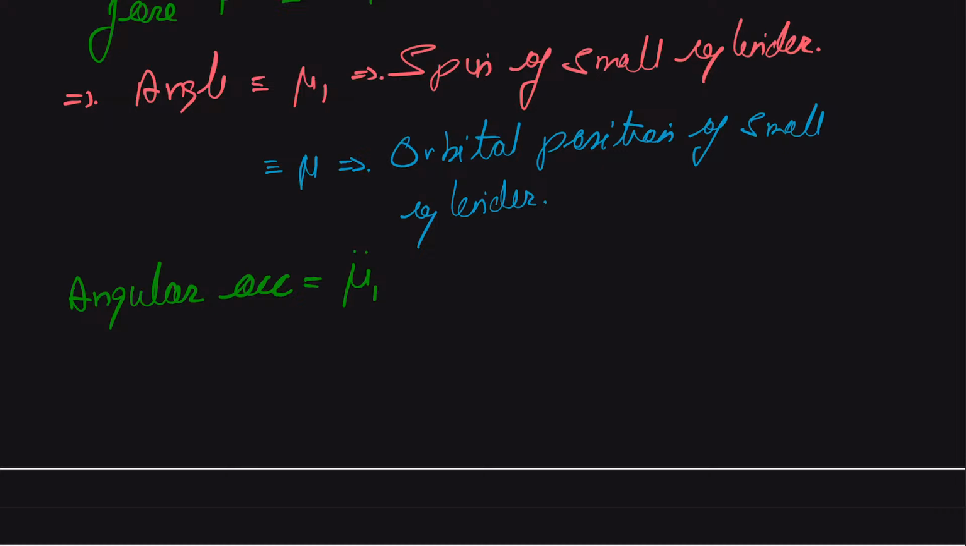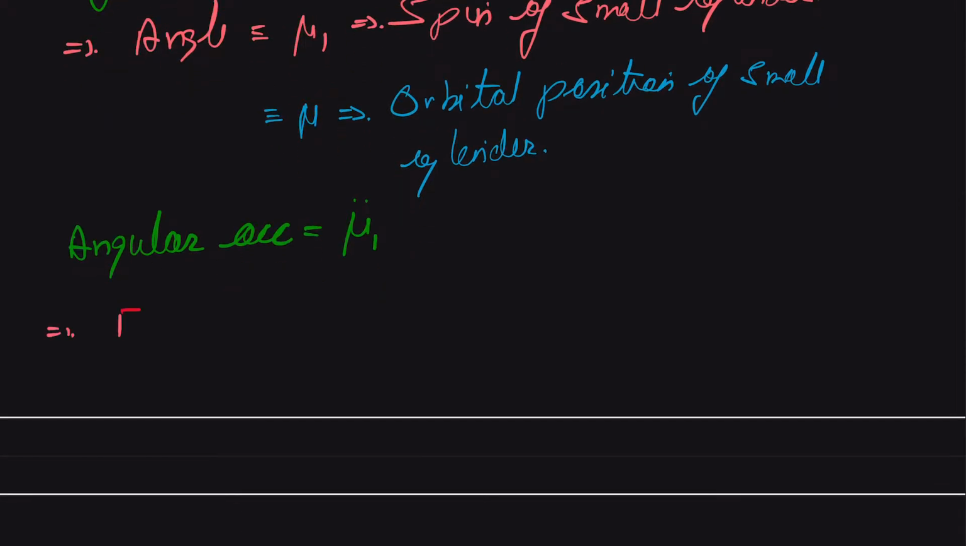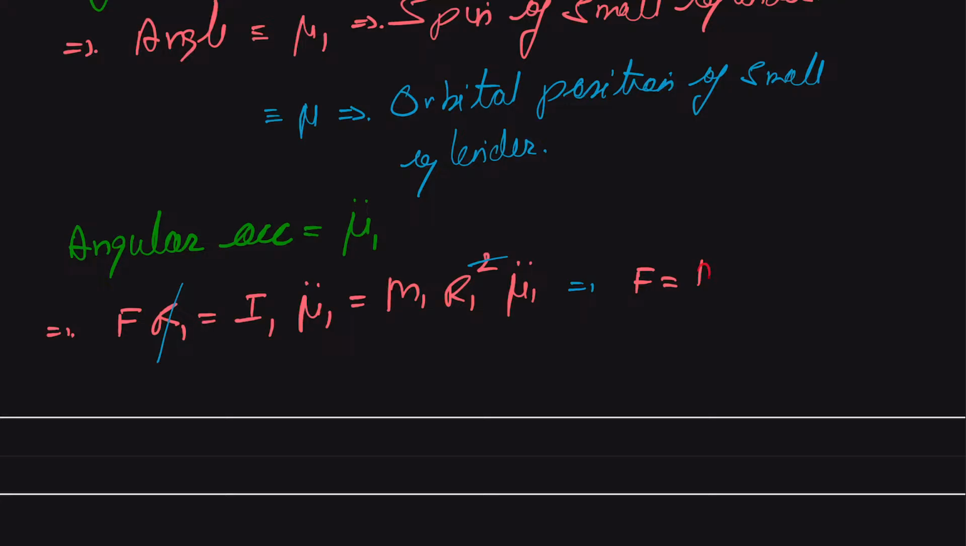Therefore we can write that our F times R1 will be equal to I1 times mu1 double derivative. We can substitute the value of our I1, that is moment of inertia, and we get this as m1 R1 square mu1 double derivative. And we can cancel out this square factor, and this gives us that our F will be equal to m1 R1 mu1 double derivative.